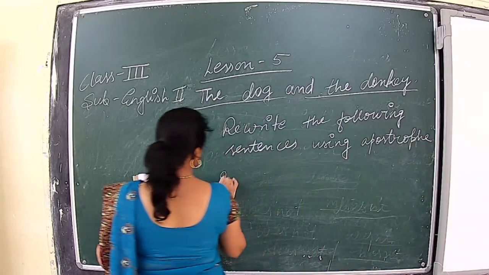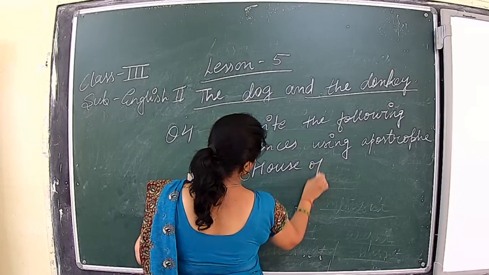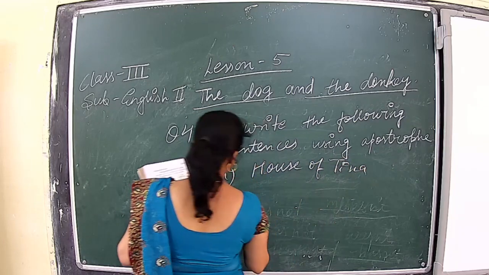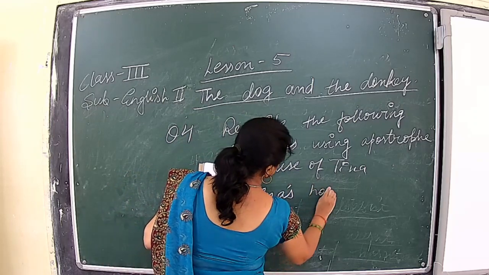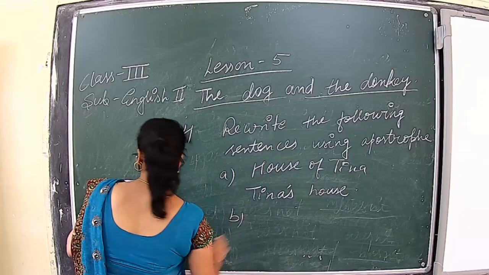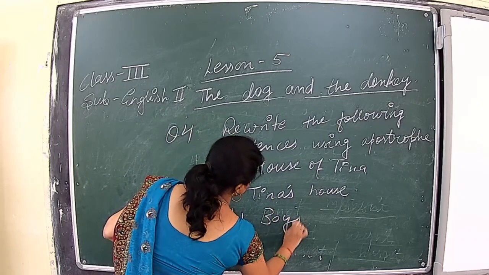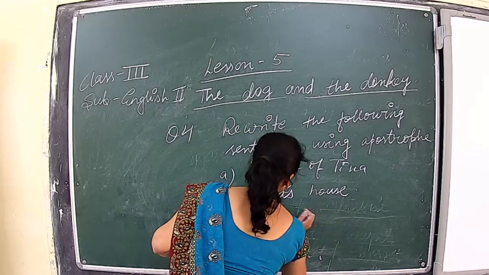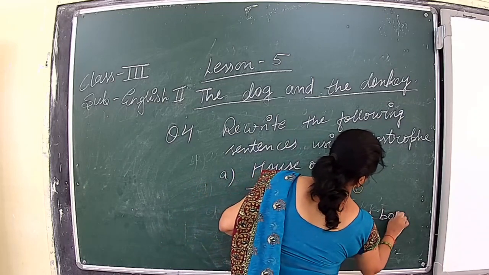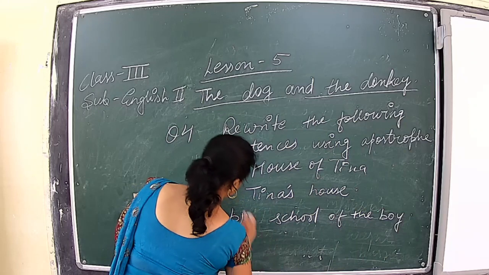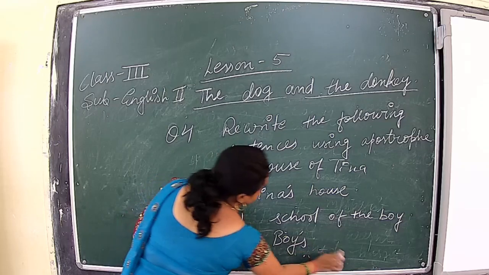Okay. Now, suppose here, house of Tina is given. So the answer is Tina's house. Now, B, what is that? School of the boy. So, what will it become? The answer is boy's school.